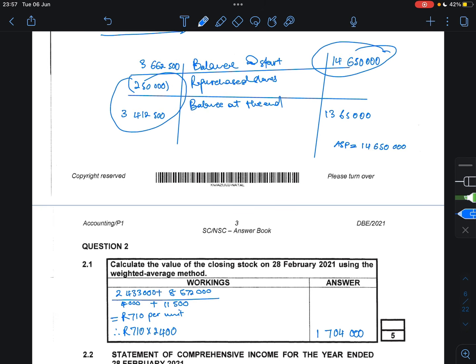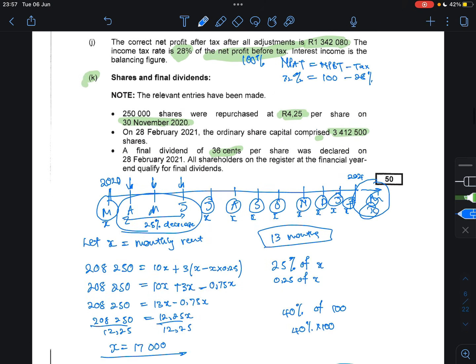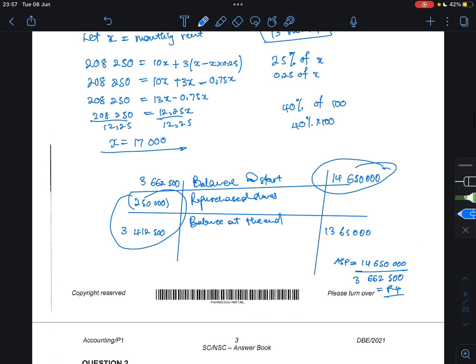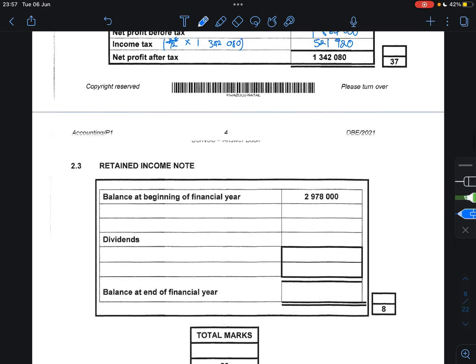All right, so your average share price is equal to 14,650 divided by 3,662,500. Your average share price before your repurchase, which is 4 rand. Now, what have we paid? 4 rand 25. So it's 4 rand 25 minus 4 rands, which means it's 0.25. That's your premium. That's what you paid above your average share price, which goes to your retained income.